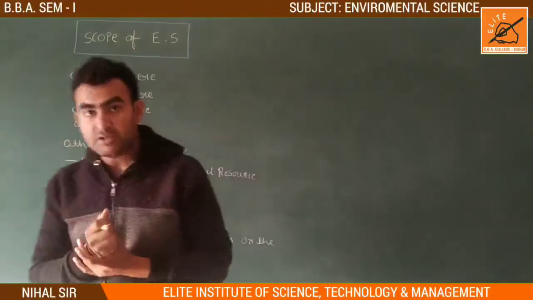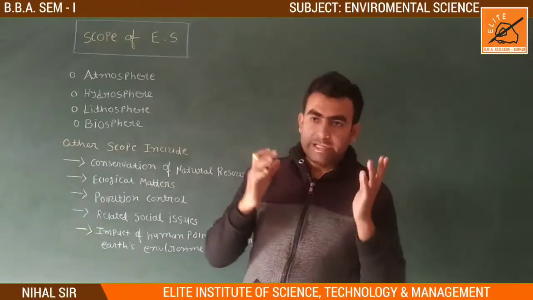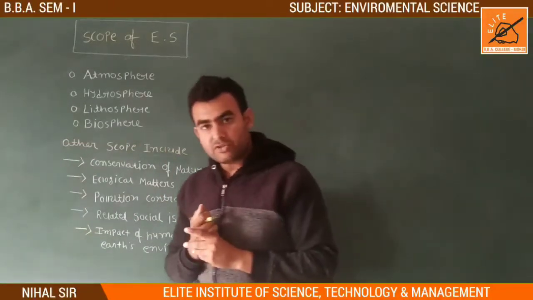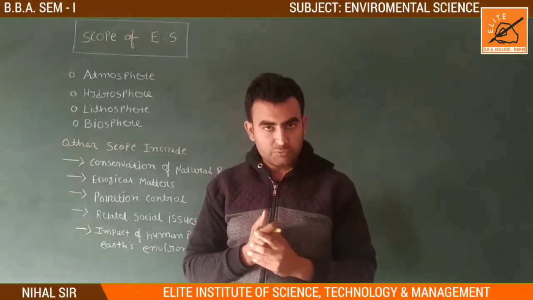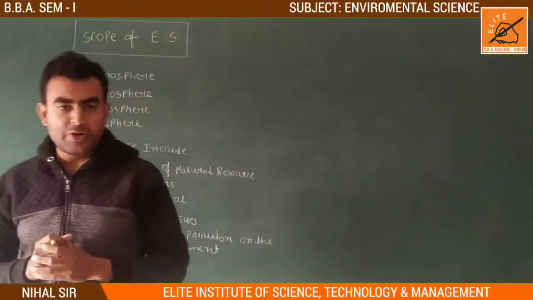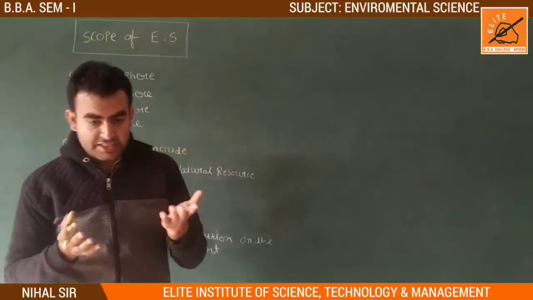Atmosphere. First of all, what is the meaning of the atmosphere? In the atmosphere, all kinds of gases are included, like oxygen, carbon dioxide, nitrogen. These gases come into the atmosphere. Another thing, the atmosphere also includes the layer of gases around the earth.